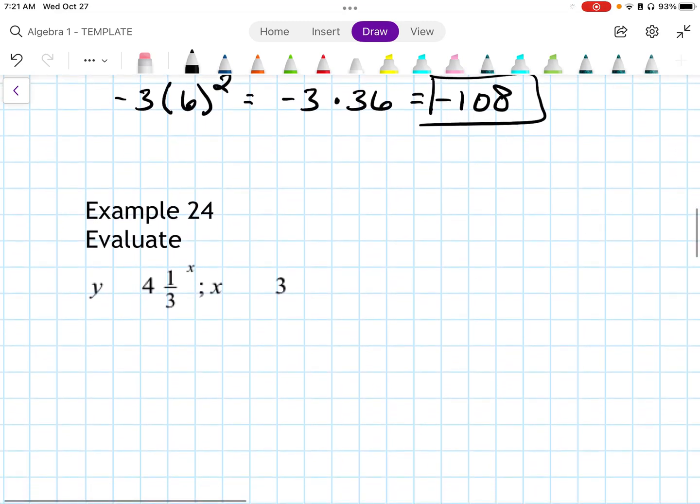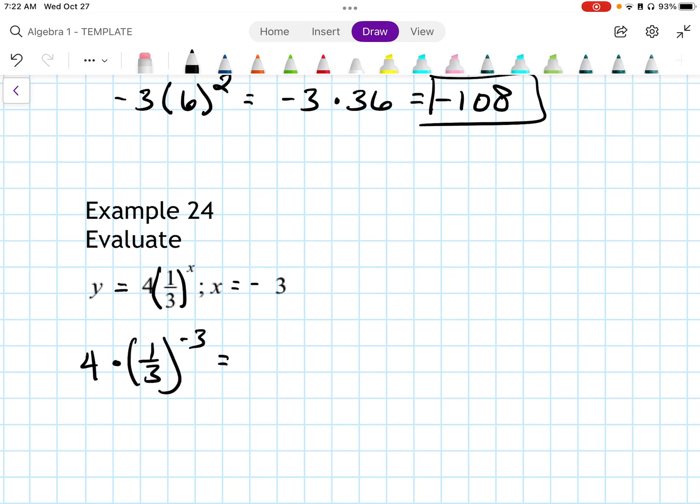Example 24, this should say y equals 4 times 1/3 to the x for x equals -3. If I were to plug that in, I'd have 4 times 1/3 to the -3. That would be the same thing as 4 times 3 to the third, right? That -3 tells it to flip that fraction. This would be 4 times 27, which gives us, again, 108.